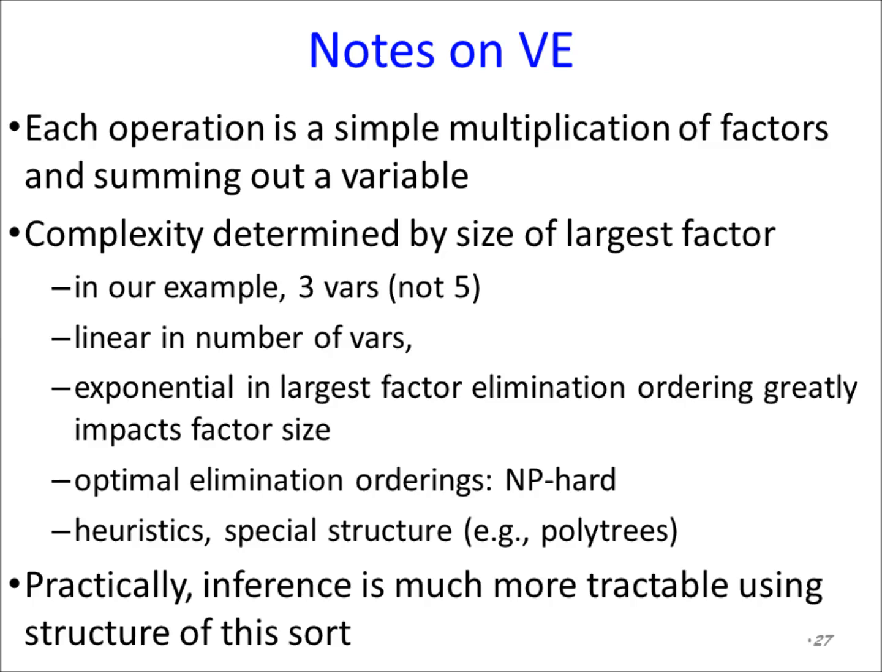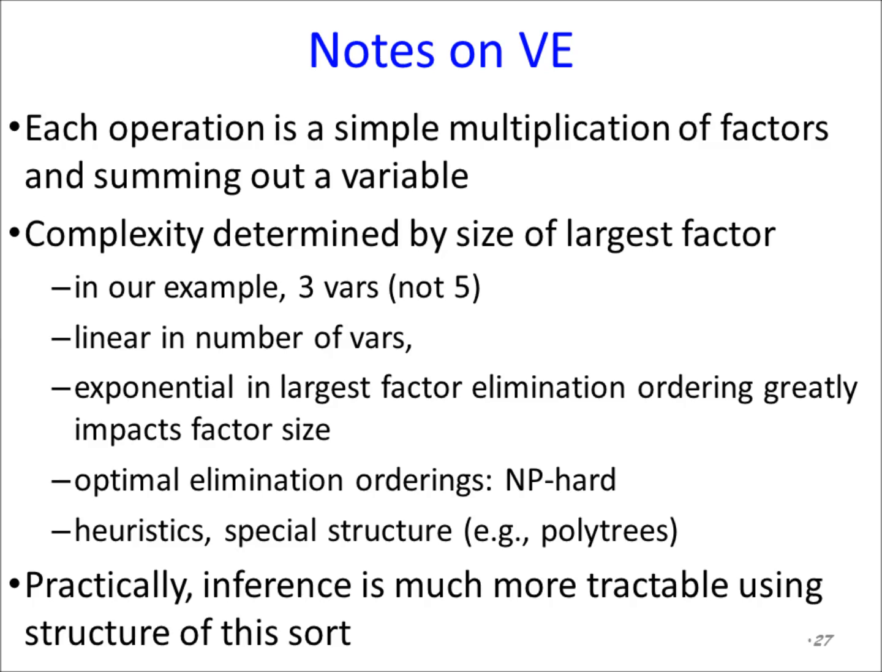But let's just do the notes. So each operation is a simple multiplication of factors and summing out a variable. Complexity is not determined by the number of variables. We are eliminating one variable at a time. So complexity is really linear in the number of variables in that sense. The question is how bad is each multiplication? And if my factor is a factor of many variables, then my complexity is exponential in that size.